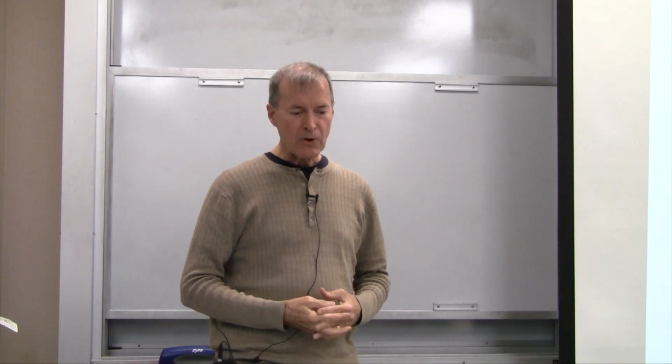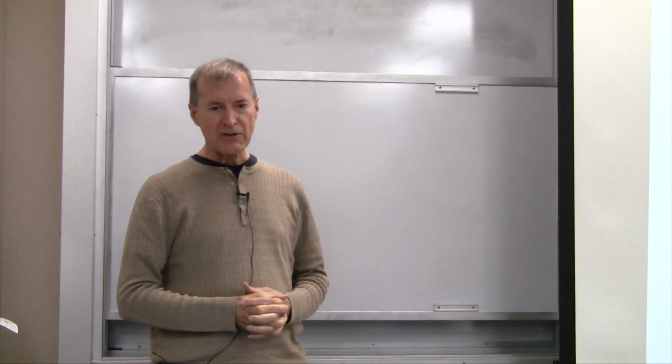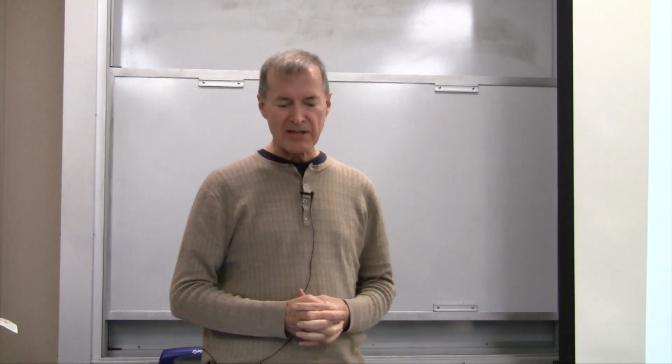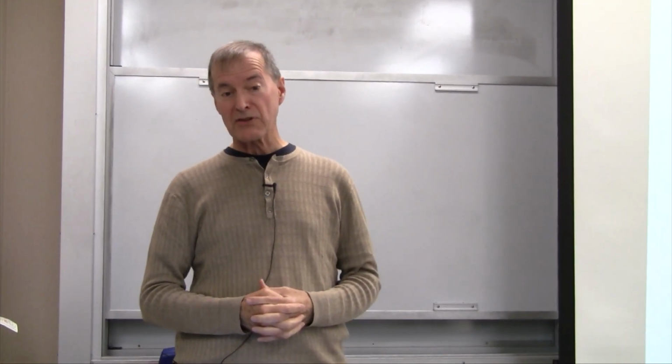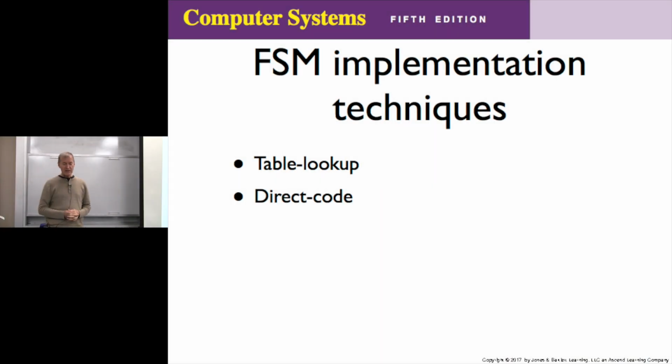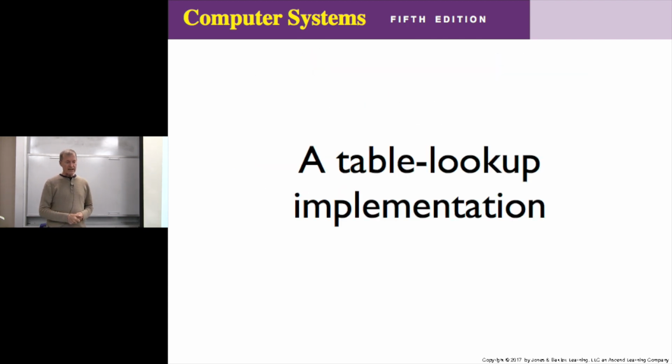Okay, what we're going to do today is we're going to finish looking at the table lookup implementation of a finite state machine, and then we're going to do a direct code implementation of the finite state machine. So our topic in general is finite state machine implementation techniques. Now, just to review where we were at the end of class last time, what we are looking at is a table lookup implementation of a finite state machine.